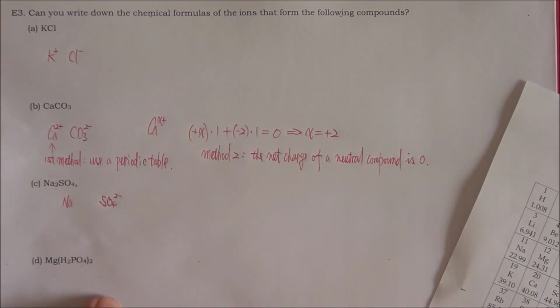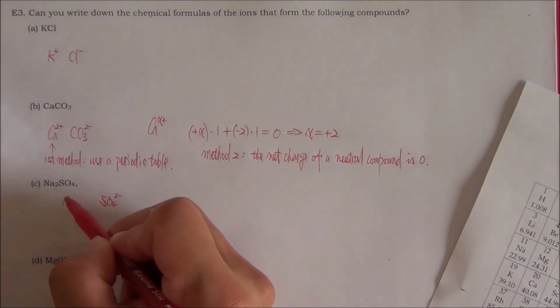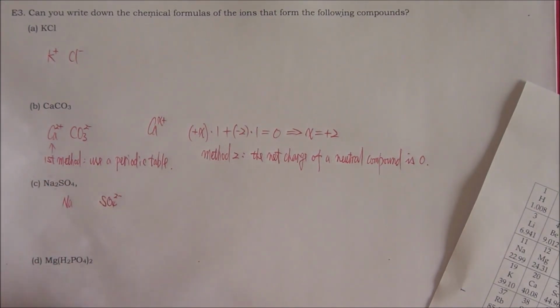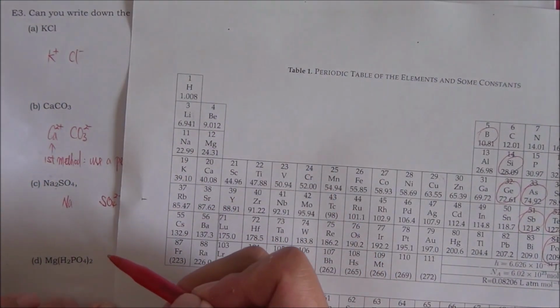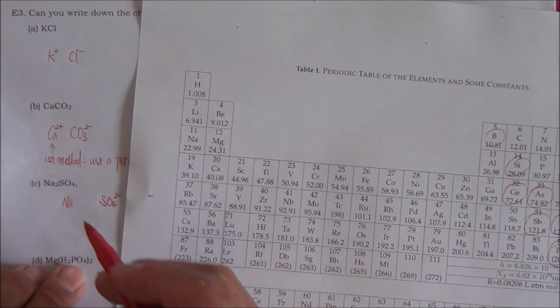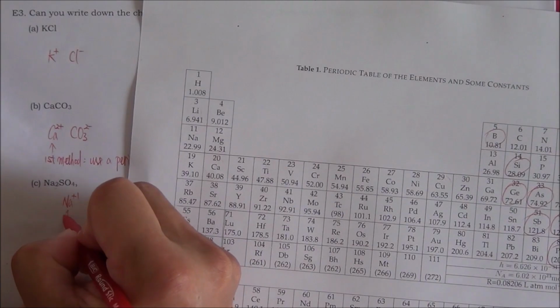There are two methods to find the charge of Na in the compound of Na2SO4. The first method is to use a periodic table. Sodium is an alkaline metal. Therefore, the charge of the most stable ion of sodium is +1.